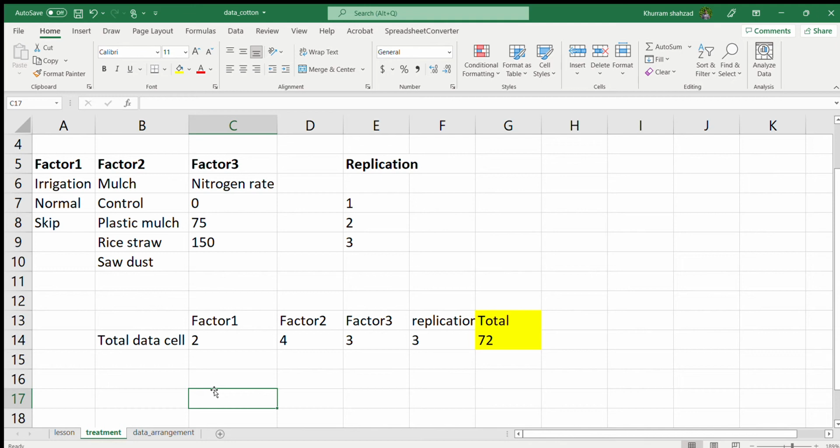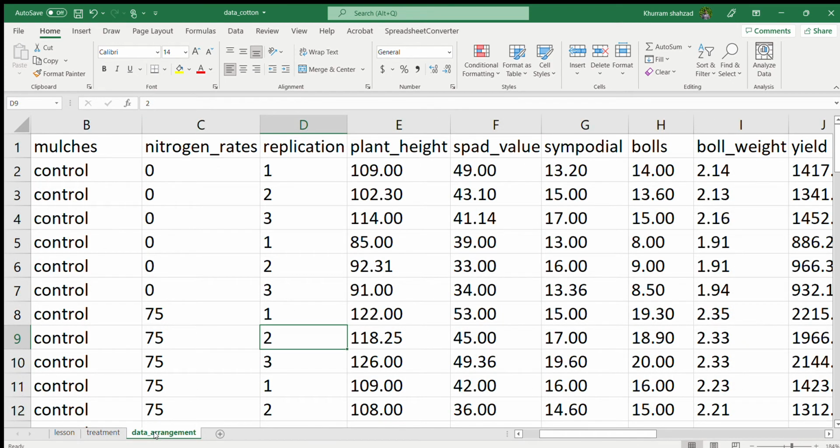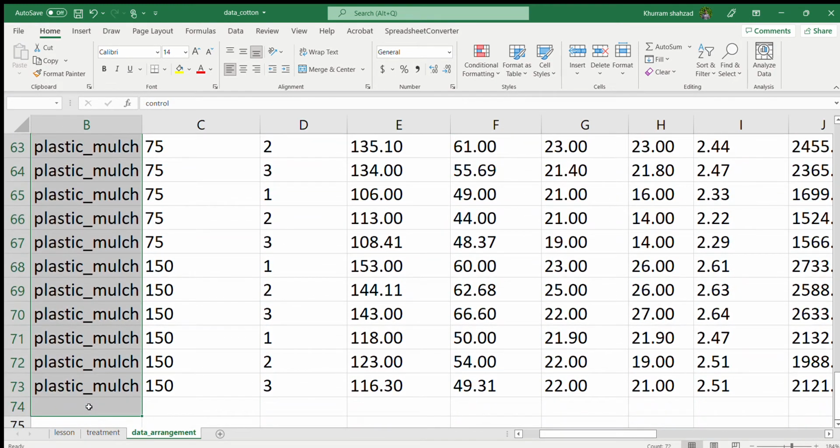First of all we have to count how many cells there will be with this data. Factor one has 2 levels, factor two has 4 levels, factor three has 3 levels, and replication has 3, so our total cells should be 72. We will see whether these cells are 72 or not. We will come to our data now. This is our data sheet, and you can see in the blue tab below that these are the 72. So our cells are complete.